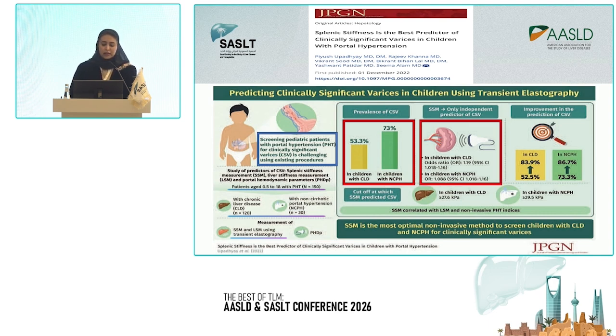The result was that splenic stiffness measure is the only independent predictor for clinically significant varices. They improved the predictive value from 53 to 84 in chronic liver disease and from 73 to 87 in non-cirrhotic portal hypertension. So the conclusion is that spleen stiffness is the most optimal non-invasive method to screen children with chronic liver disease and non-cirrhotic portal hypertension for clinically significant varices.